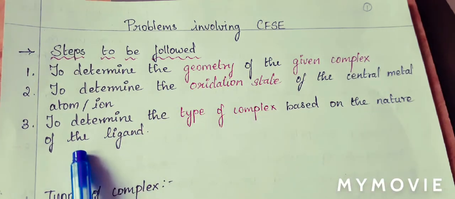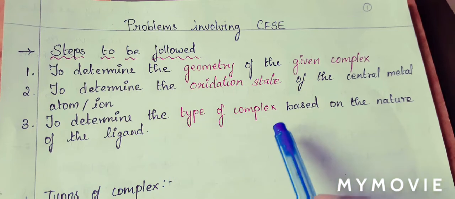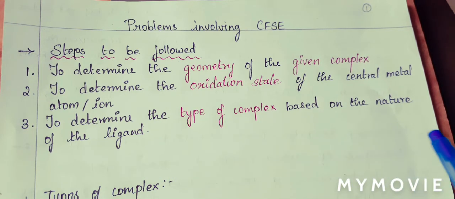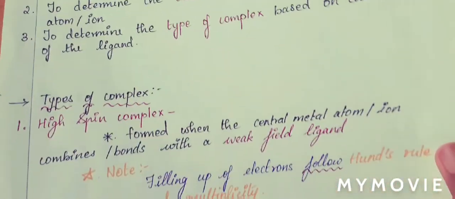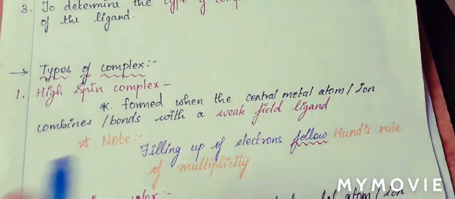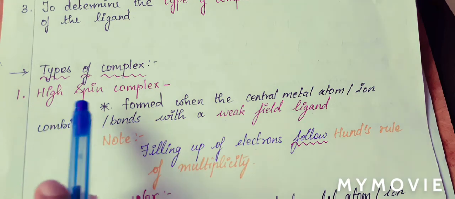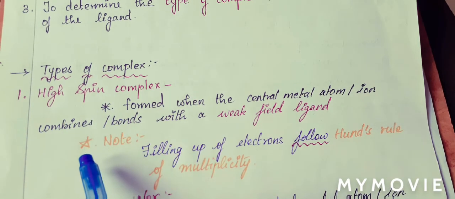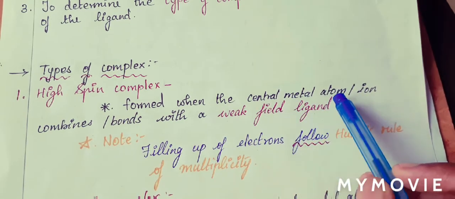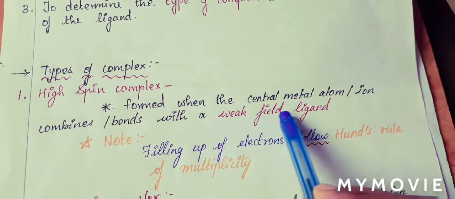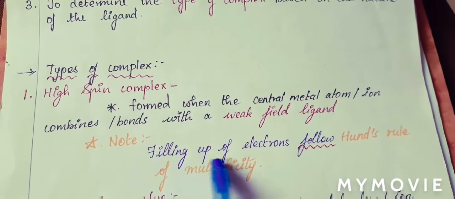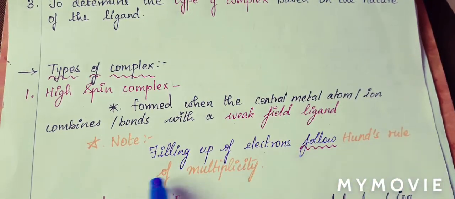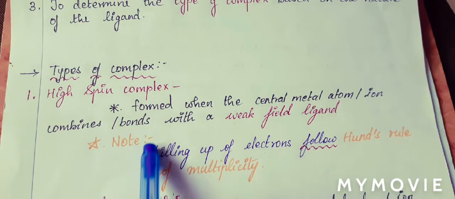Now moving on to the third step. The third step is to determine the type of complex, which is based on the nature of the ligand. So this is also a really important step, but you should keep in mind two different types of complexes that are possibly formed. The number one complex that's formed is the high spin complex. A high spin complex is formed when the central metal atom combines with a weak field ligand. When this type of complex is formed, we see that the filling up of electrons will follow Hund's rule of multiplicity. So this is a point that you should remember.